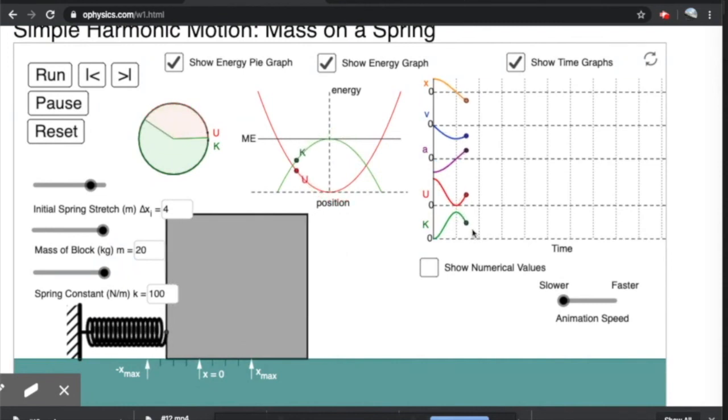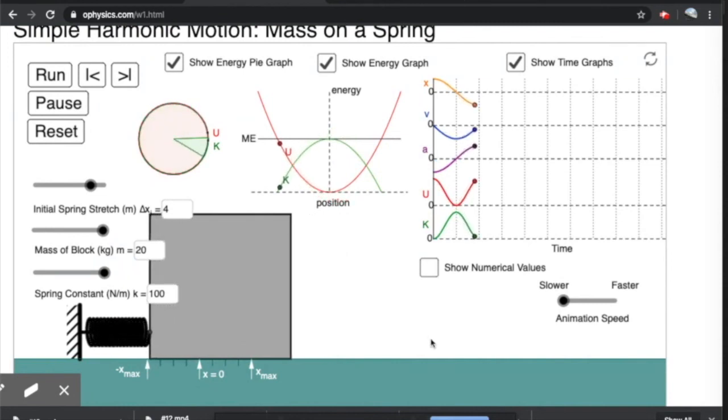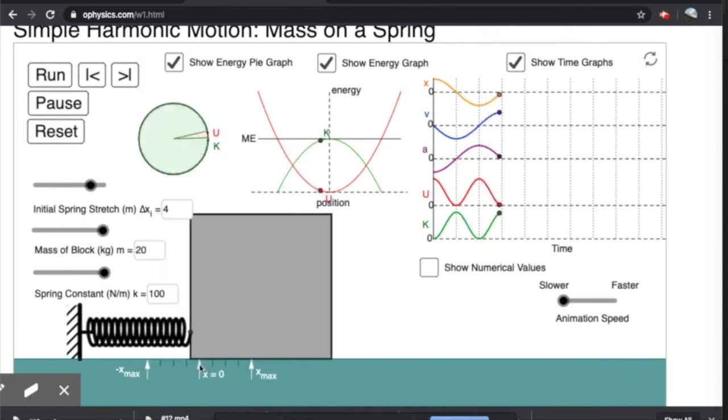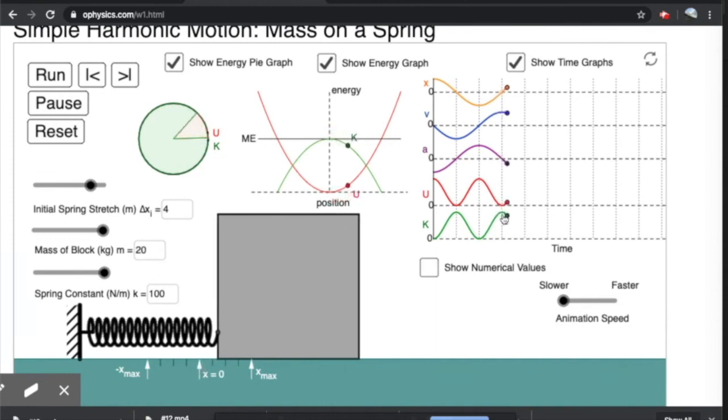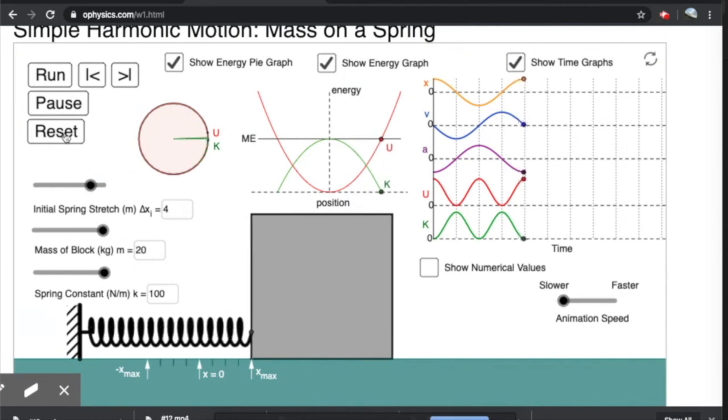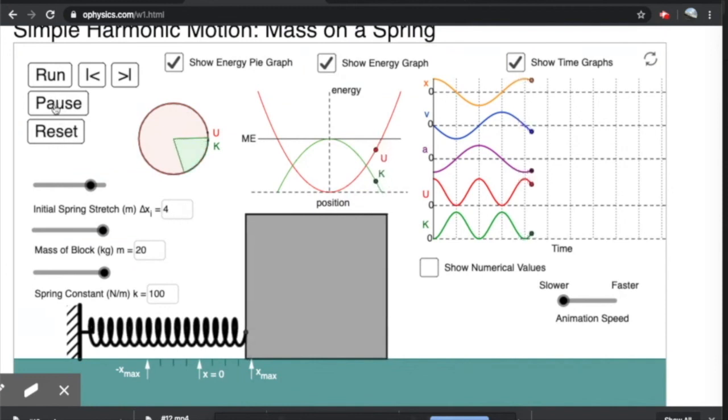Then they simply slosh back and forth, continually switching. When it's at the amplitudes, you have max potential. And when it's at the equilibrium position, shown by this middle white arrow here, you have maximum kinetic energy. That's the key idea.